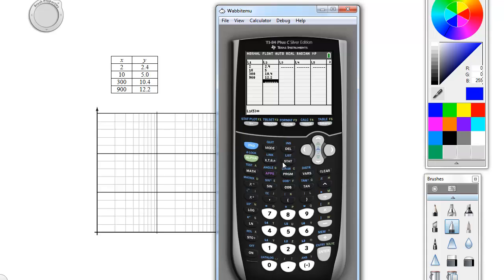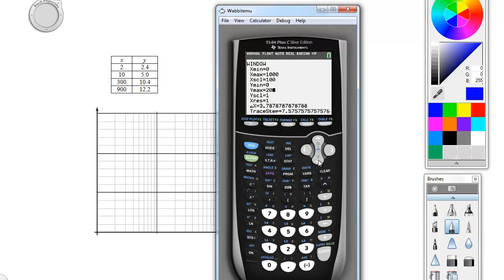Alright, so we have the data in there. You could set up your window so that you could see that data. The x's are from about 0 to 1,000 and scale by hundreds. And the y's are going from about 0 to 20, we'll say.